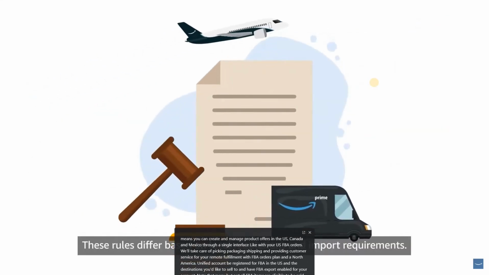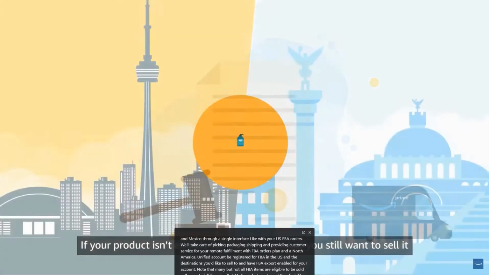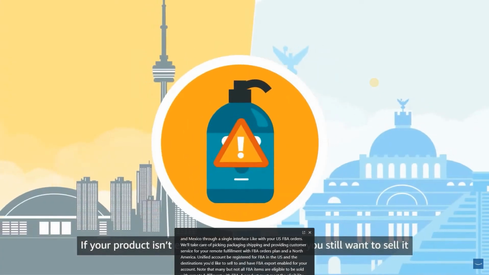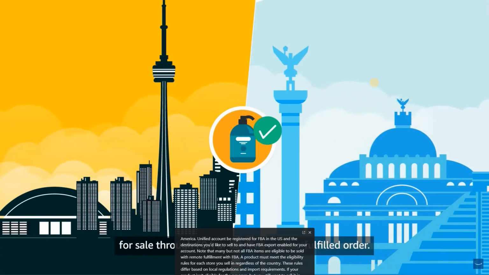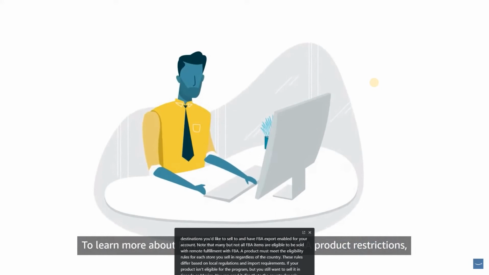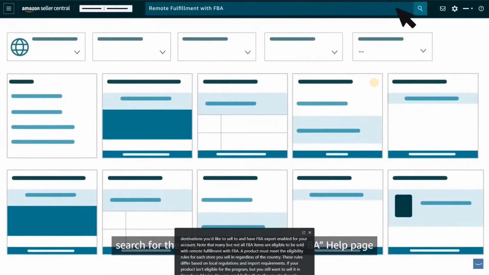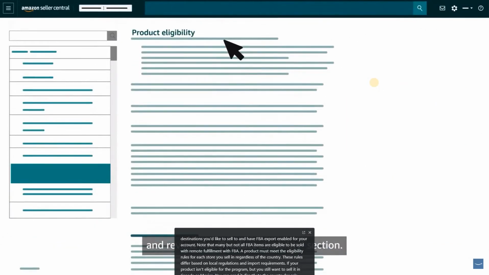These rules differ based on local regulations and import requirements. If your product isn't eligible for the program, but you still want to sell it in Canada or Mexico, you can send it directly to the country for sale through FBA or list it as a seller-fulfilled order. To learn more about remote fulfillment with FBA product restrictions, search for the Remote Fulfillment with FBA help page and review the product eligibility section.